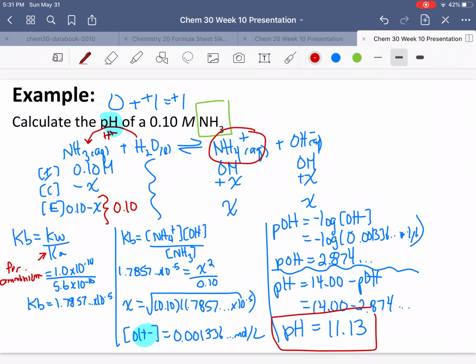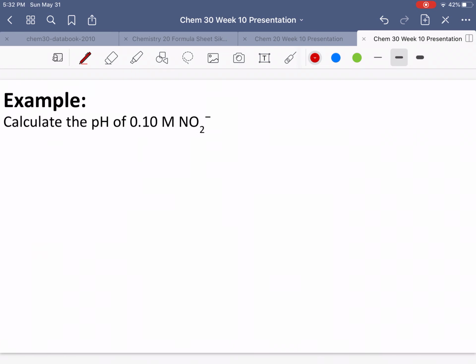There we have it. Guys, process-wise, this question is identical to what we were doing with the other weak bases and with the other weak acids. There's no difference. It's just that you're going about it in a slightly different way. The next question here with the nitrite, this one again, identical process, no difference whatsoever. So please have a look at it. The full answer is given to you on the notes.